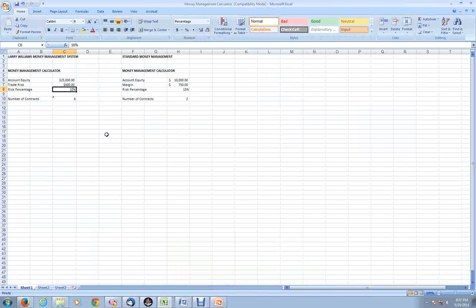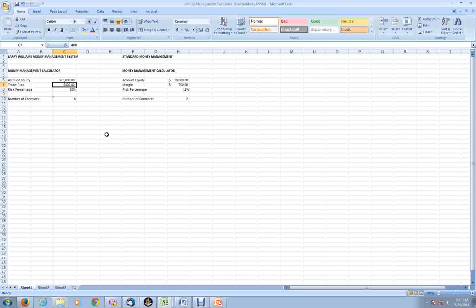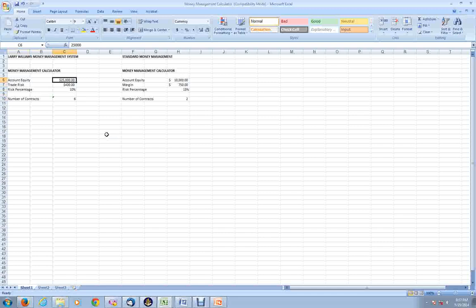A couple things here that we want to put in. This is a spreadsheet I developed for Excel. It's the exact same spreadsheet that's available for download on our website. What you do is start with the account equity, and you just plug in whatever amount you want. If you start with 25, maybe your account is at 10. For every trade that we recommend or that I take personally on my account, this is what I put in. I put in my account equity.